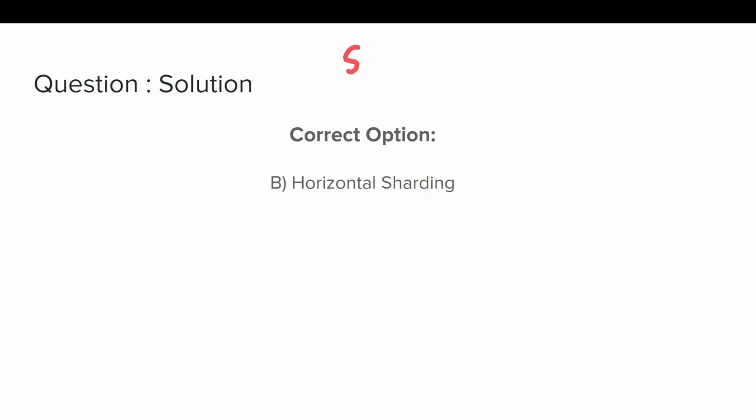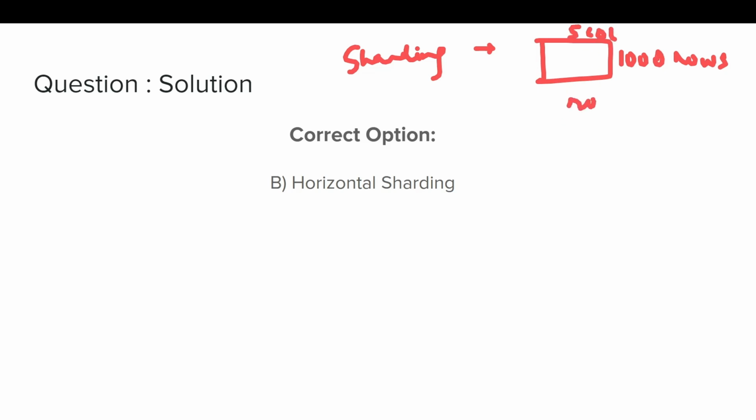What is sharding, or what is called database partitioning? We partition the DB into smaller subsets like it is told, and we distribute. So for example, your database has 1,000 rows, and it has 5 columns. How can you partition it? Either row wise or column wise. If you do it row wise, we call it horizontal sharding. If you do it column wise, we call it vertical sharding.